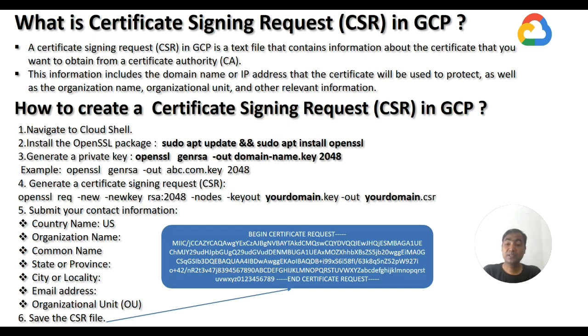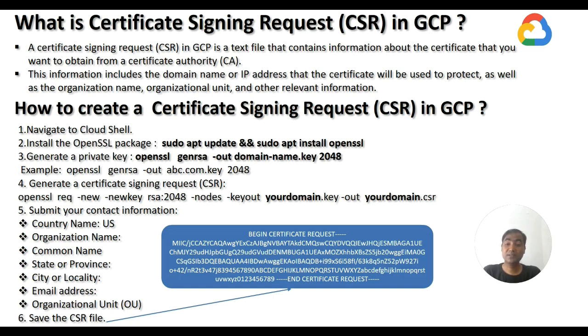The state, province and locality mean the city or town where your organization is located. The common name is the domain name or IP address that the certificate will be used to protect. The organization is the name of your organization, and the organization unit is the name of the department or unit within your organization that is requesting the certificate. After that, you can save the CSR file.